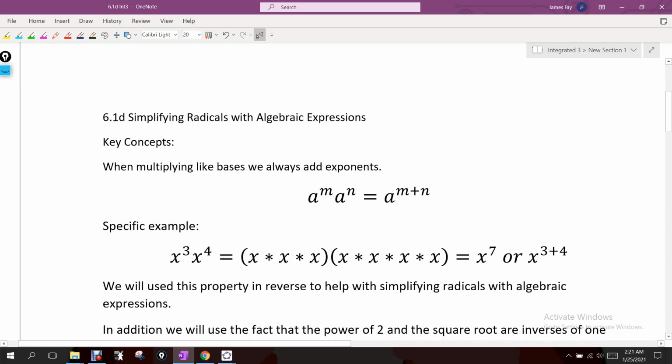When multiplying like bases, we always add exponents. This is the laws of exponent concept that we're going to get at here. If I have a raised to the mth power times a raised to the nth, a specific example of that would be this down here, where that would be the m and that would be the n. When we have a to the m times a to the n, we can rewrite that as a to the m plus n. We add exponents.